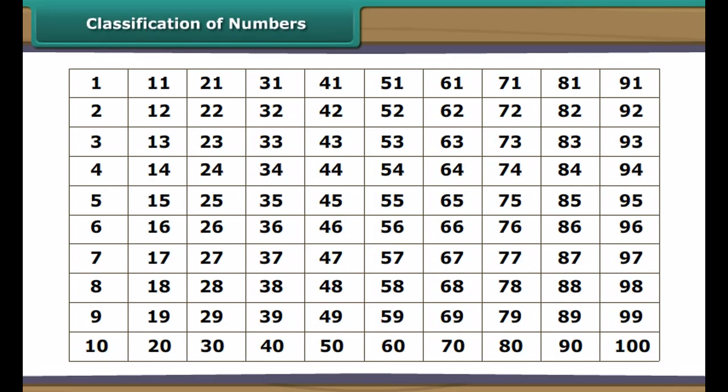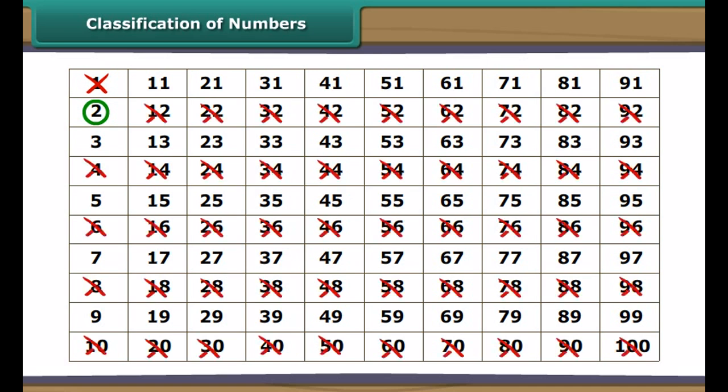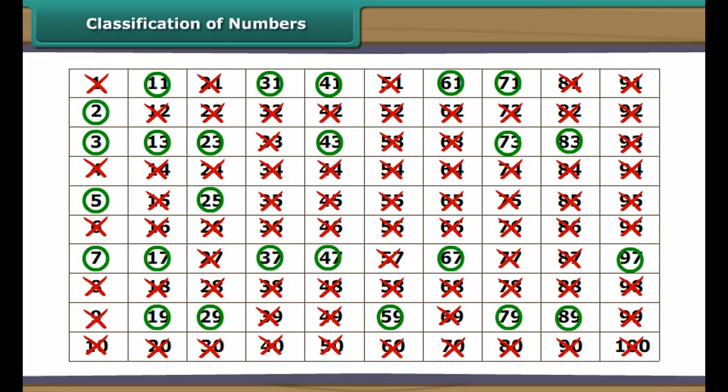We cross out numbers that are not prime and circle those that are prime. 1 is not prime as it has only one factor. We draw a cross on it. 2 is prime as it has exactly two factors. We draw a circle around it. We draw a cross on all the multiples of 2. 3 is prime. We draw a circle around it. We draw a cross on all the multiples of 3. We proceed till we have drawn a cross or a circle around all the numbers from 1 to 100.